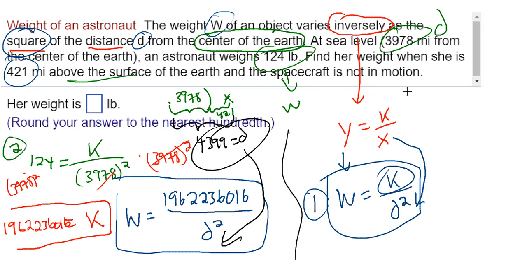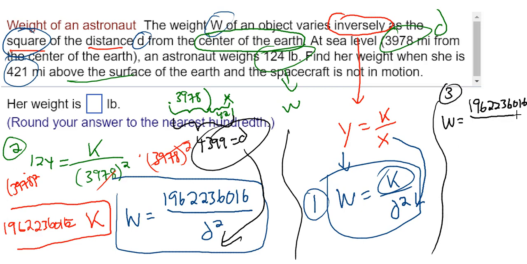I'm sorry, I was not very organized here. So let's do level 3 over here. We'll have W equals 196,223,6016. I barely can fit that. Over the distance, which is 4399, and then that has to get squared.